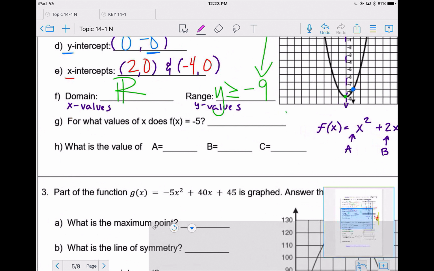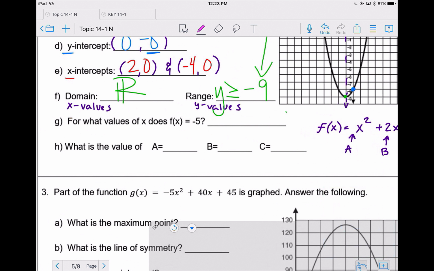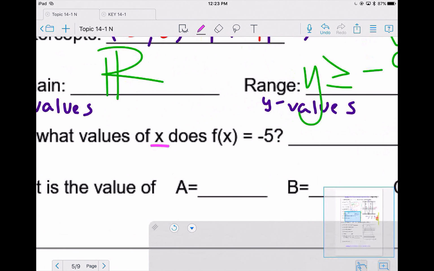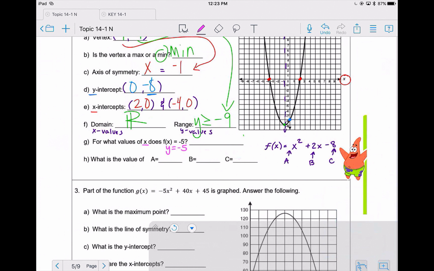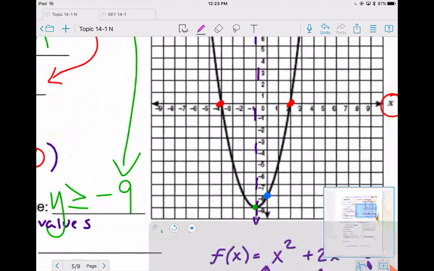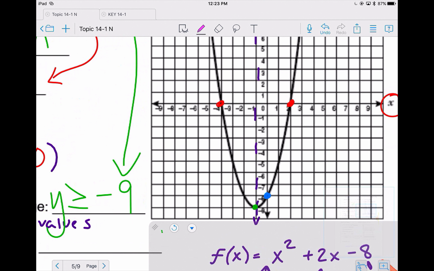Part G says, for what values of x does f of x equal -5? If they are asking you for x, that means they're not giving you x, which means they are giving you y. So they are giving you y is -5 and asking for the x values. So I'm going to go to -5 and draw a line going across. y equals -5 is a line going all the way across. It is a horizontal line.